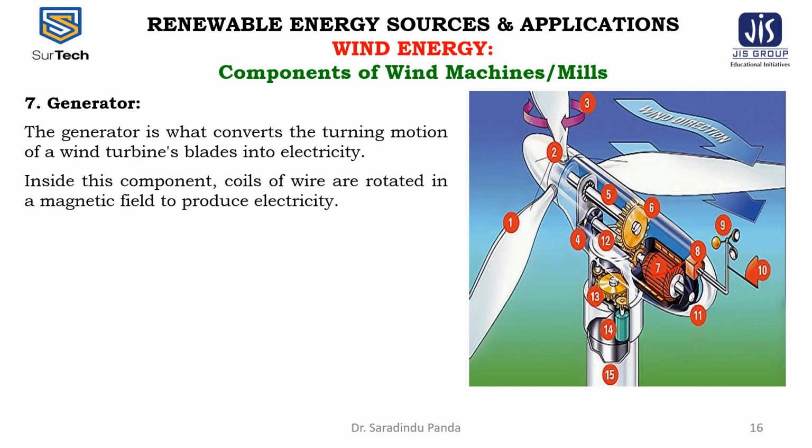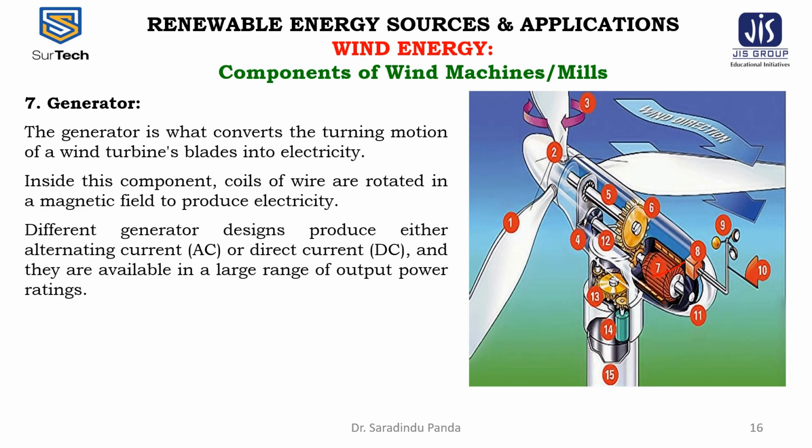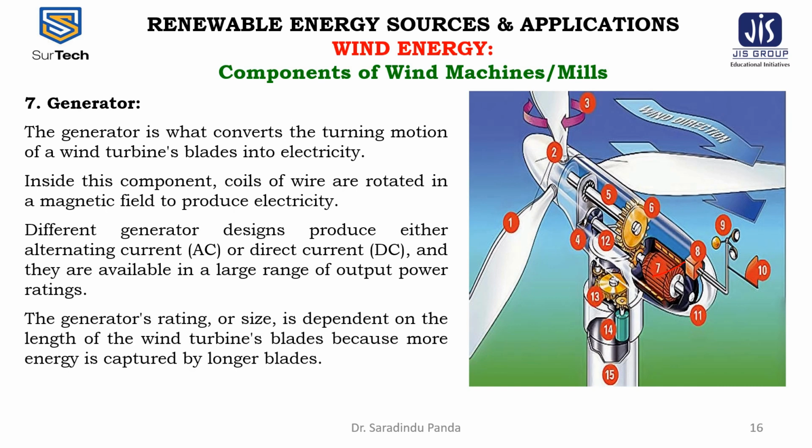Inside this component, the coils of wire are rotated in a magnetic field to produce the electricity. Different generator designs produce either alternating current or direct current, and they are available in a large range of output power ratings. The generator rating or size is dependent on the length of the wind turbine's blades because more energy is captured by the longer blades.